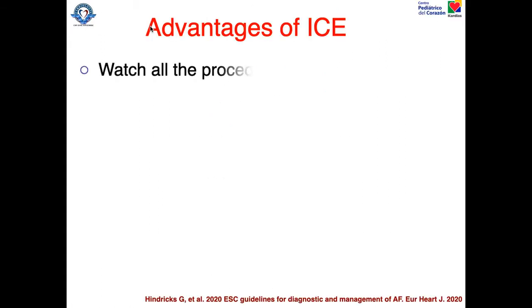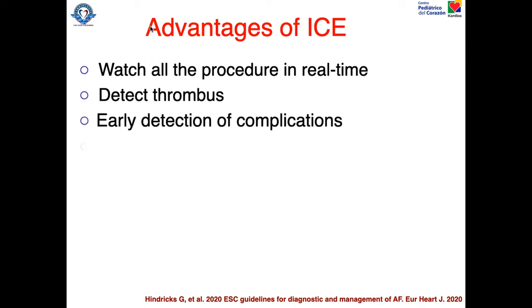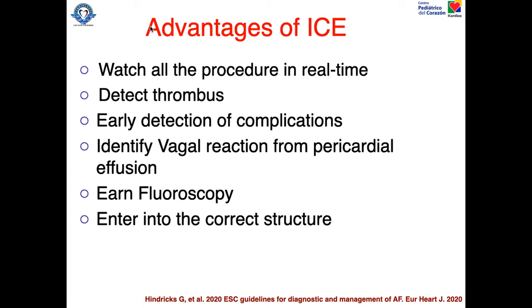I will start by mentioning the advantages of ICE, because we can watch the whole procedure in real time. That's why we can detect thrombus or other complications, and identify vagal reactions versus pericardial effusion, mainly if there is a sudden drop of the heartbeat. We can also reduce fluoroscopy, save contrast medium, and enter the structure that we want to enter. Finally, we can optimize the vein occlusion guided by color Doppler.